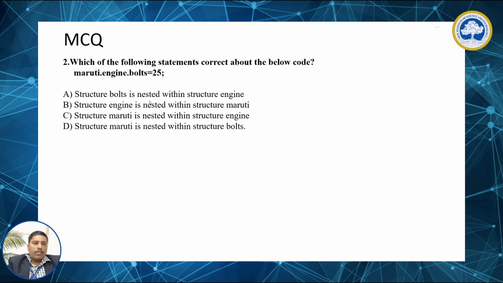Next, another MCQ: which of the following statements is correct about the below code? I have Maruti dot engine dot bolts equal to 25. The options are: structure bolts is nested within structure engine; structure engine is nested within structure Maruti; structure Maruti is nested within structure engine; structure Maruti is nested within structure bolts. The right answer is B, structure engine is nested within structure Maruti.